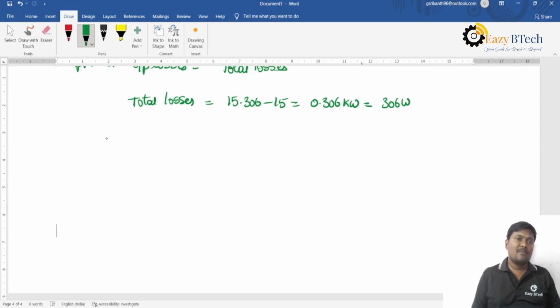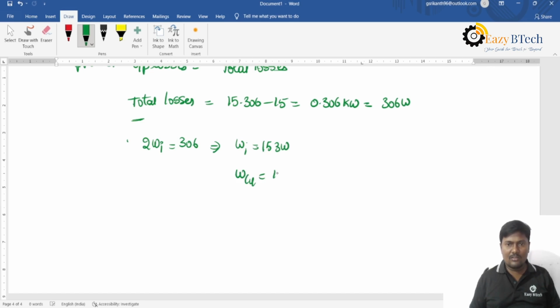At the maximum efficiency, iron losses and copper losses are both the same, so the total losses, 2 times the iron losses, is equal to 306. From this, iron losses is equal to 306 divided by 2, which is 153 watts, and the copper loss is also 153 watts.